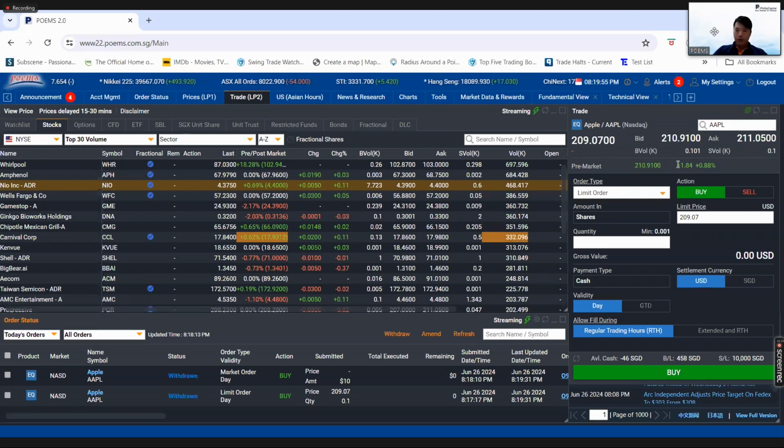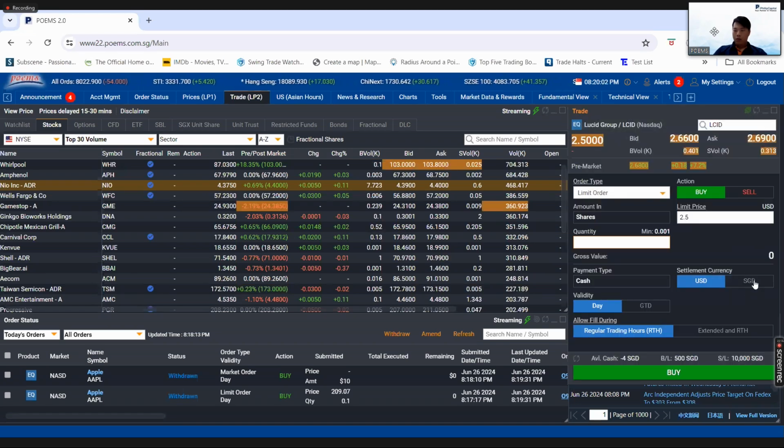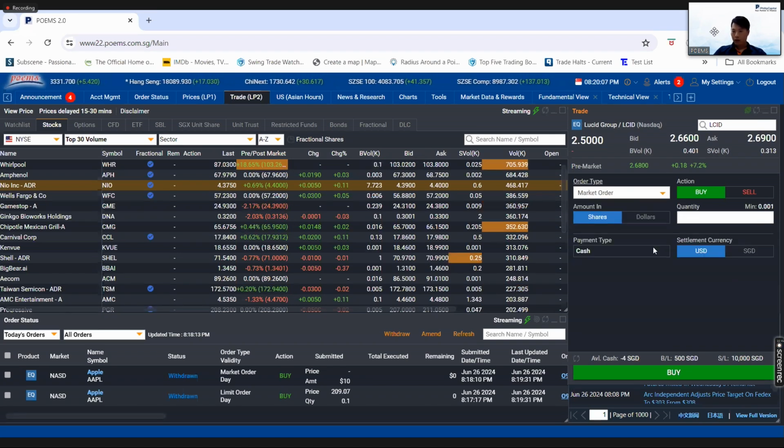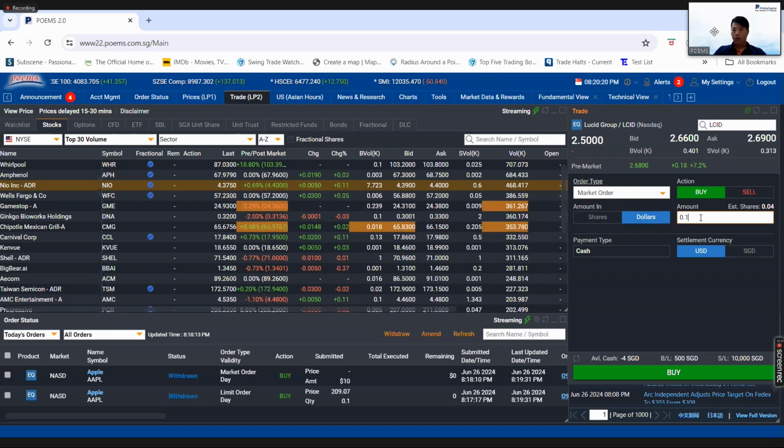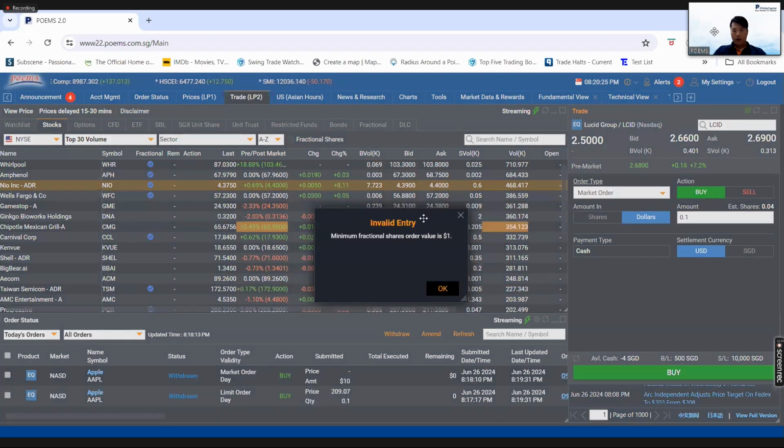Okay, then now there's another thing that you guys need to take note of: for fractional shares with Poems, the minimum denomination is $1. So I'm just going to show you guys what is going to happen if you were to input a value that is less than one. So if I were to put 0.1 in dollar amount, and if I try to buy, what's going to happen? You realize we will prompt that the minimum share order value must be $1. Okay, that's the very first thing.